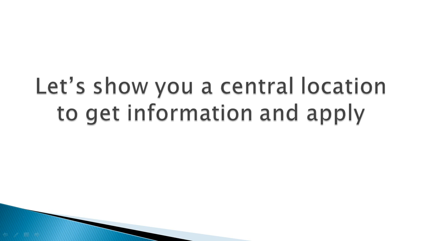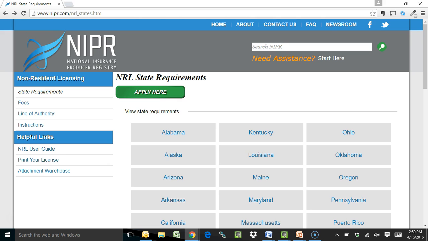So what you're going to need to do is do a little bit of research just to make sure that you have everything you need lined up, and then you're going to have to apply in the state where you want to get the non-resident license. So just to walk through that here with you, you go to the National Independent Producer Registry. It's a good place to get all of the requirements for every single state, and it's going to walk you through what you need to do.